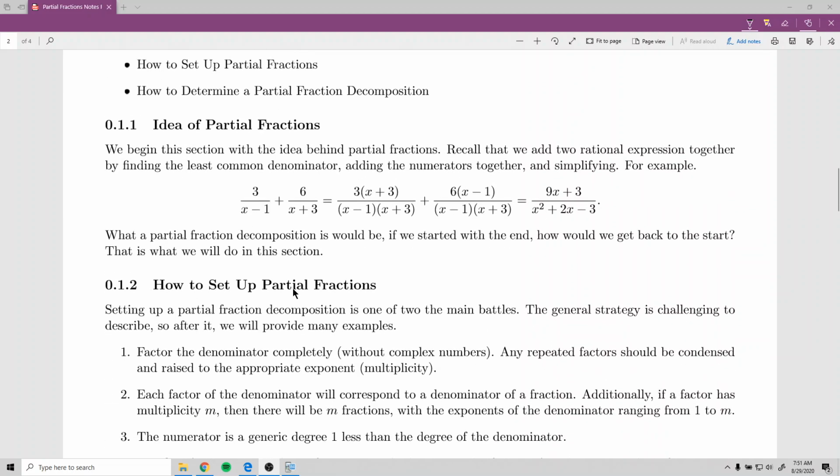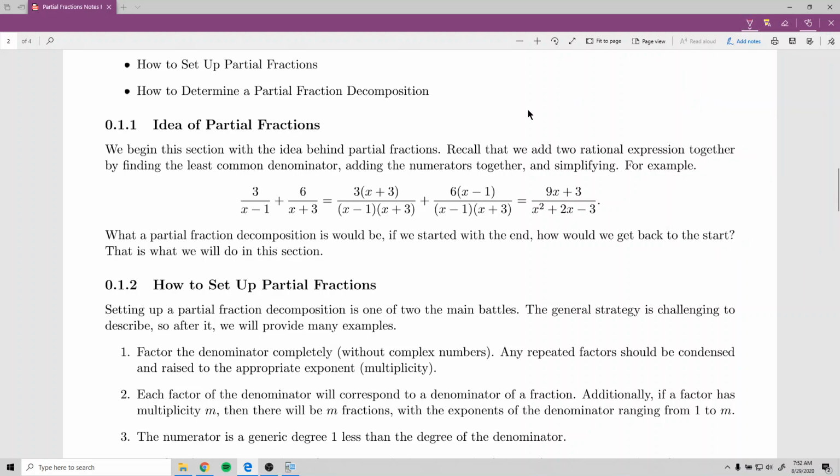All right, so the idea of partial fractions, I have an example here of what we're trying to do. The idea of partial fractions is pretty much breaking apart a simplified fraction. So the example I have here, the 9x plus 3 over x squared plus 2x minus 1, the single fraction, into its separate parts like this.